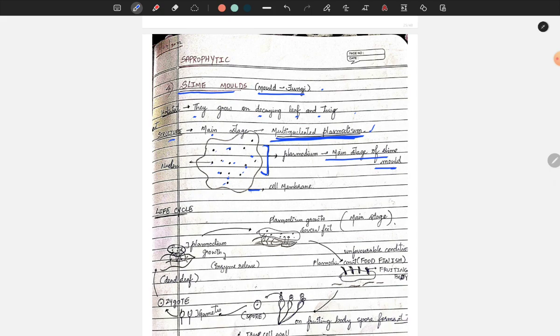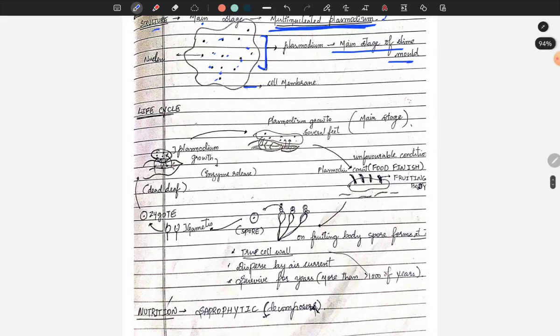Now coming to the life cycle of plasmodium. See, this is the dead leaf. On that, a tiny plasmodium starts to grow. After it grows, it releases some enzymes and grows very fast. It forms several feeding branches. Here it was small, now it is becoming large, and this is the main stage, the plasmodium.